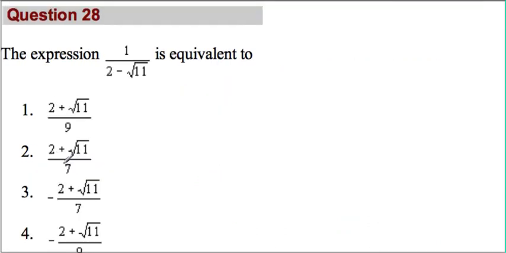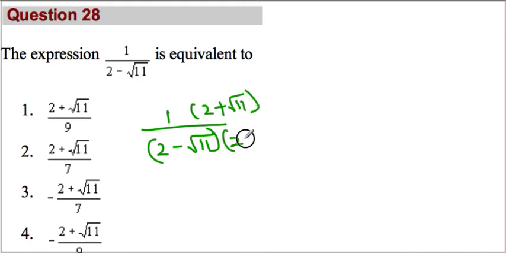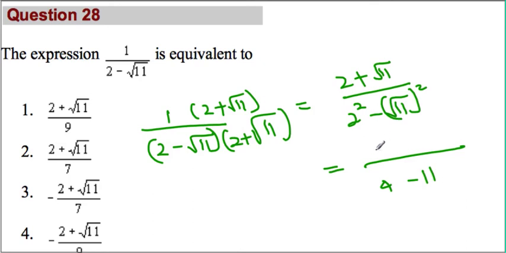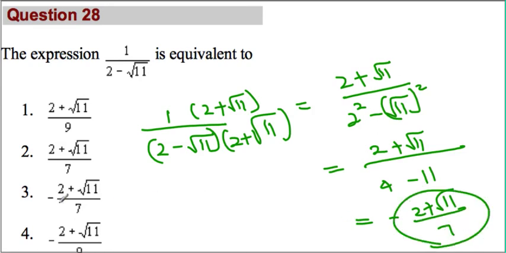Alright, let's look at number 28. Same way as before. What should you multiply? Yeah, that's right, 2 plus radical 11. So here we have 1 over 2 minus radical 11, but we're going to multiply top and bottom by 2 plus radical 11. Then on the numerator we will end up getting 2 plus radical 11. How about the denominator? We get 2 squared minus radical 11 squared. Then becomes 4 minus 11 in the denominator, while the numerator is 2 plus radical 11. Then we end up getting negative 2 plus radical 11 over 7. That becomes our answer, which is choice 3.